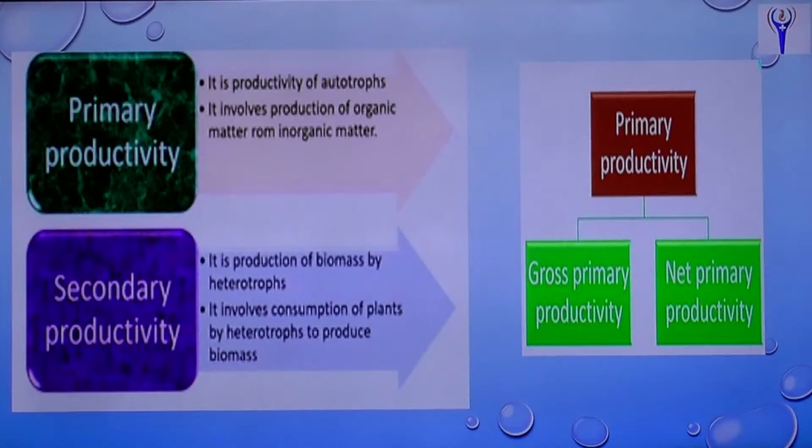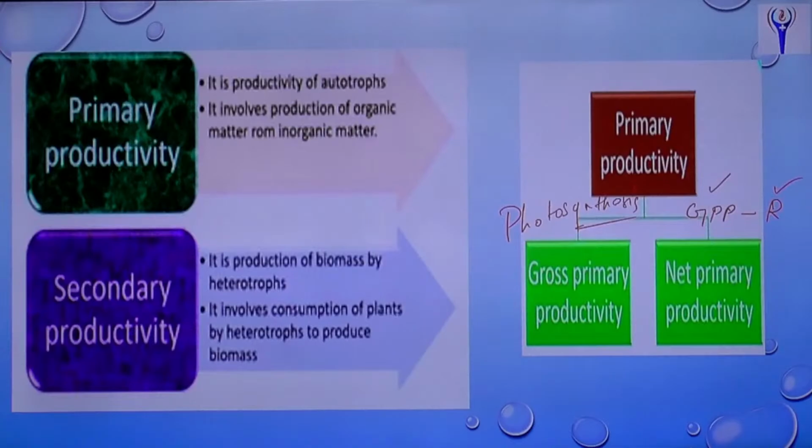Gross primary productivity is the rate of production of organic material during photosynthesis. So this is the difference between gross and net. Net primary productivity is GPP minus R, where GPP is gross primary productivity and R is the respiration losses.